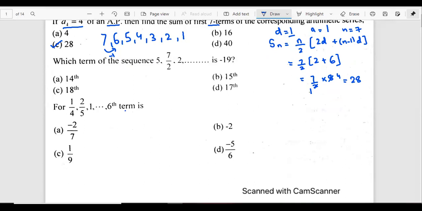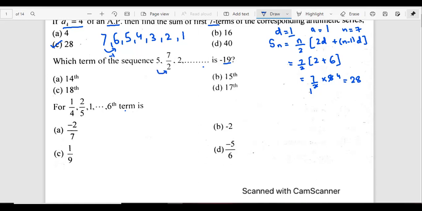It says, which term of the sequence? This is a sequence, try. Ahmed will. But what about the other students? Okay. So it says, which term of the sequence? This sequence is -1. Is it geometric? Is it harmonic? What do we have?